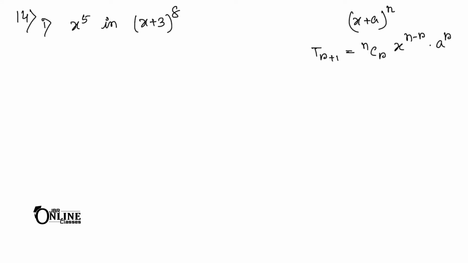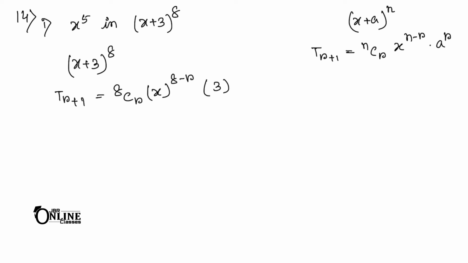Okay, and here you have to find out the coefficient of x to the power 5. So first you have to write this as (x + 3) whole to the power 8. Then for T(r+1) it will be 8Cr, then x to the power 8 minus r, and then here 3 to the power r.